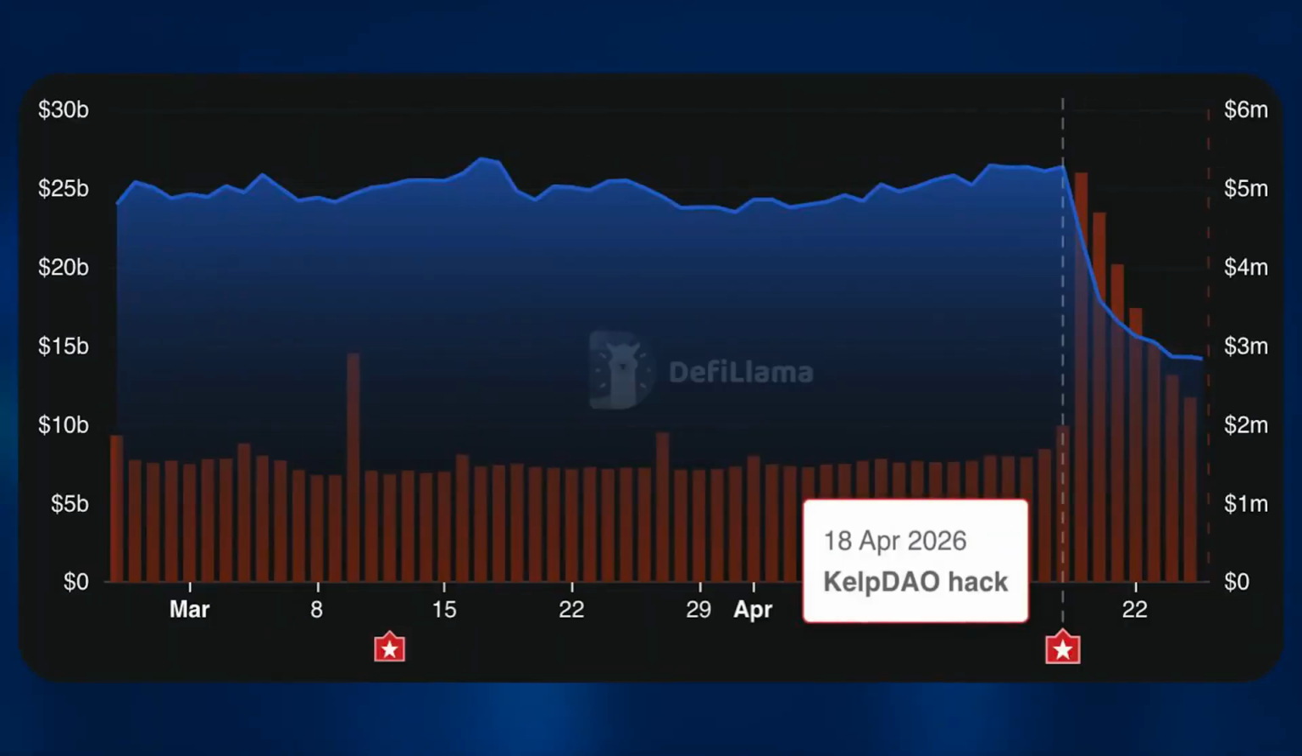And this is why so much liquidity left Aave in just a few days, making it essentially a decentralized bank run, with the TVL on Aave dropping from about $26 billion to $14 billion in April, causing this to return to levels not seen since early November 2024.